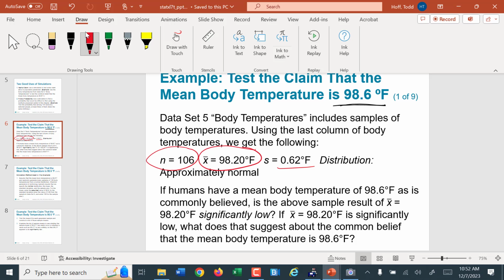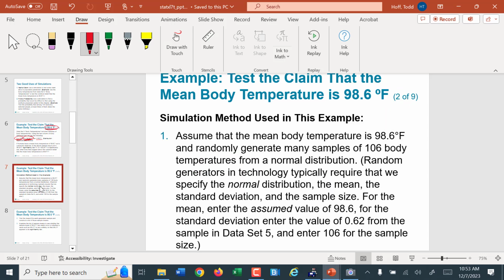Now, we don't know anything about sampling distributions and how we combine all that to tell whether this is highly unlikely or not. But if taking a sample of 106 people and getting a mean of 98.2 degrees is highly unlikely based on the assumption that the mean temperature really is 98.6, then we would have to conclude that that assumption was wrong.